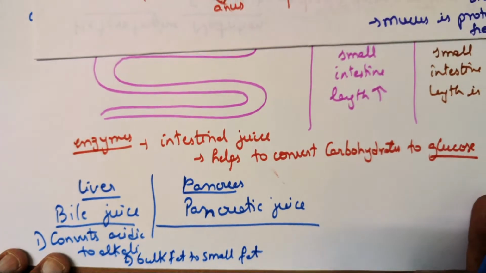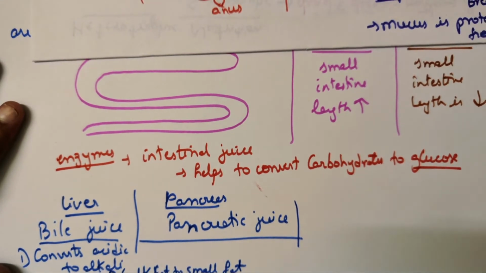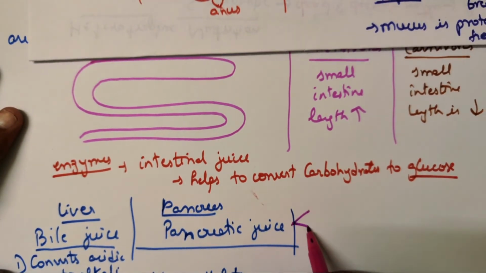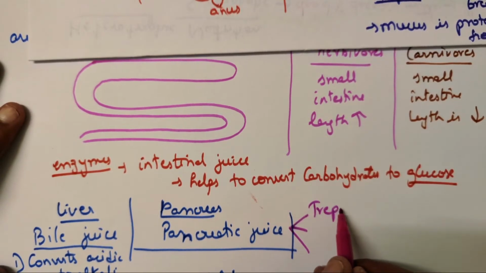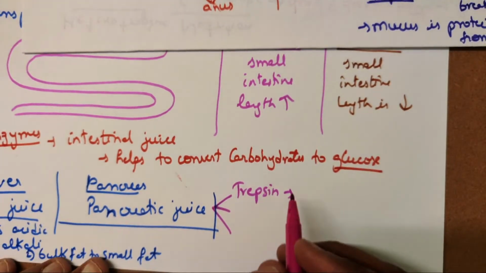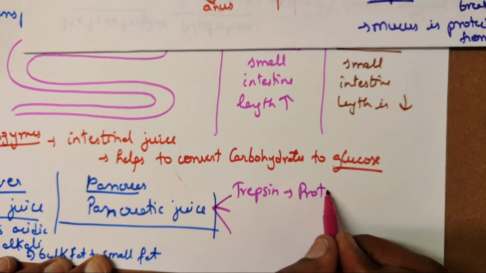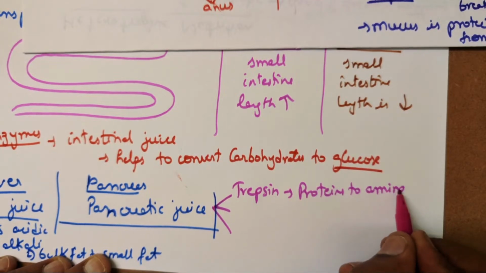Let's see about pancreatic juice. What will it do? It has enzymes called trypsin. What trypsin does is convert proteins to amino acids.